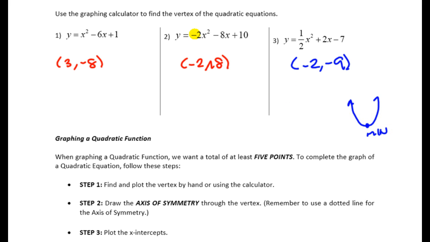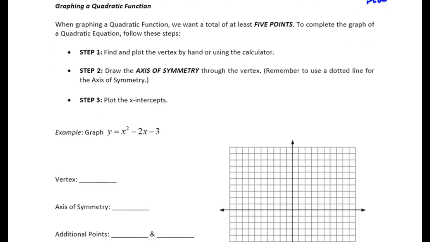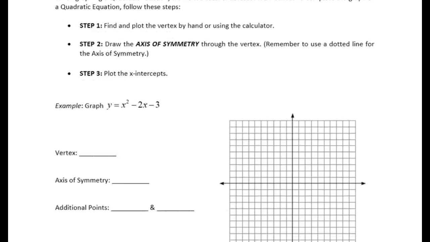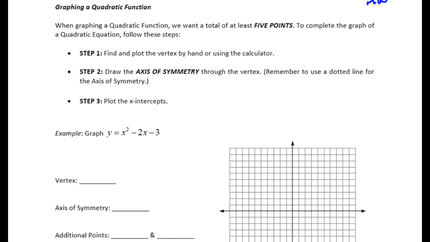Alright, so now let's put all this together. Let's put our vertex and our x-intercepts together and find out how to actually graph a parabola. Okay? So, here's the thing. I'm going to change this a little bit. When graphing a quadratic function, we want at least 5. I'm going to change that to 3. Okay? As long as you have 3 points, the vertex and the 2 x-intercepts, you'll be good.